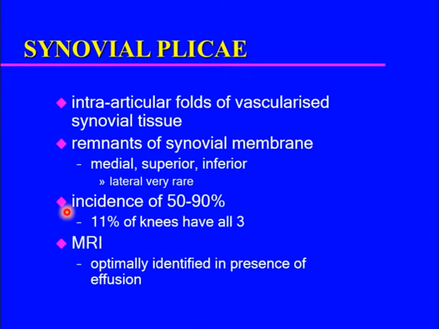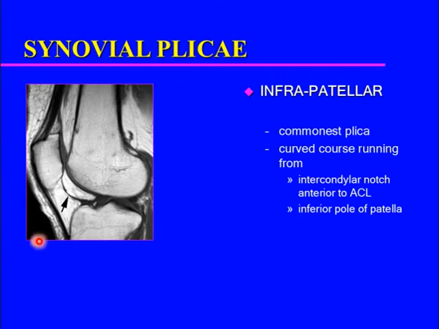Regarding the synovium, we should pay attention to what's called synovial plaque, which is just folds of vascularized synovial tissue. The joint capsule is folding in the joint itself. It has a 50 to 90% incidence, and on the MRI, it is usually most obviously identified when there is knee joint effusion. When there is knee joint effusion, you see it easily. For example, you can see here this infrapatellar membrane or septum. It's a plaque. It's the commonest kind.